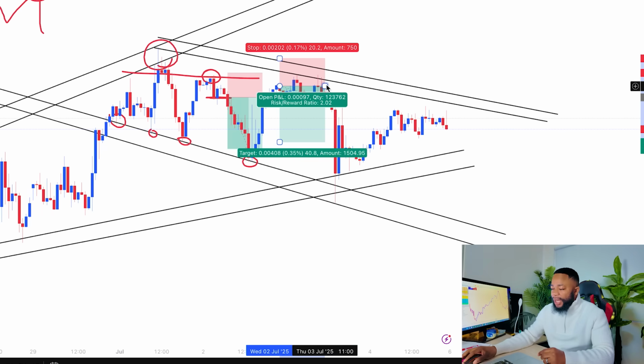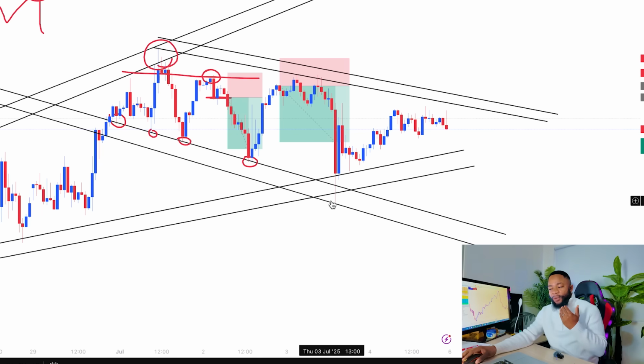You can see the market went down and hit my take profit right here. Again, look at what happened. It came again in this particular zone. If you are treating this as a line, immediately the price came here.